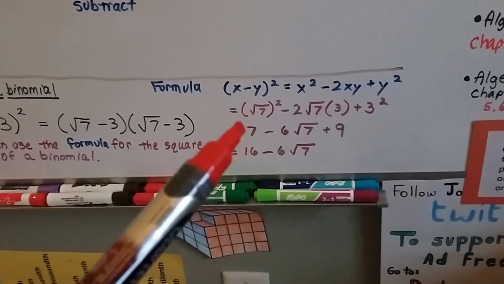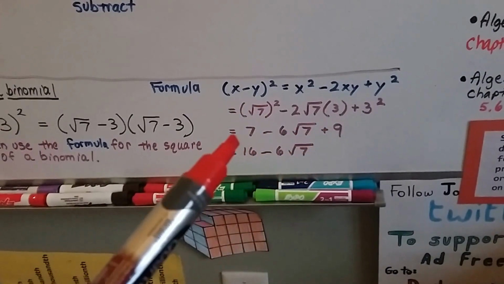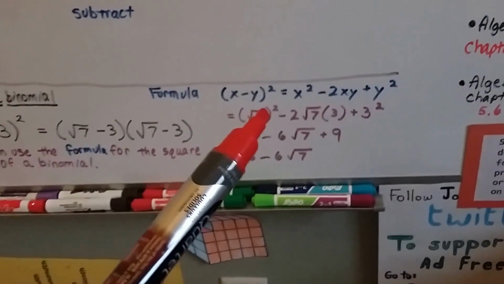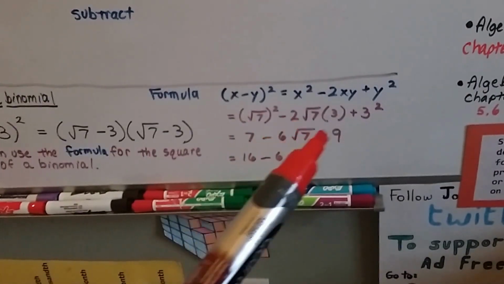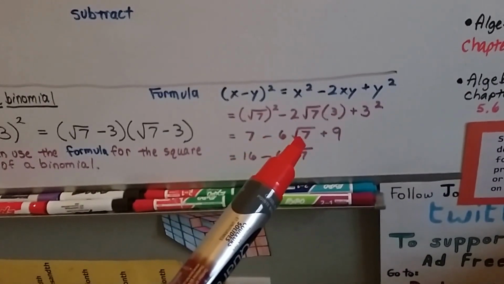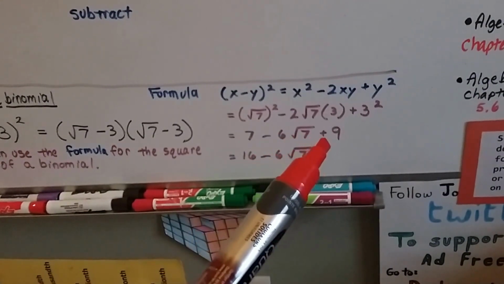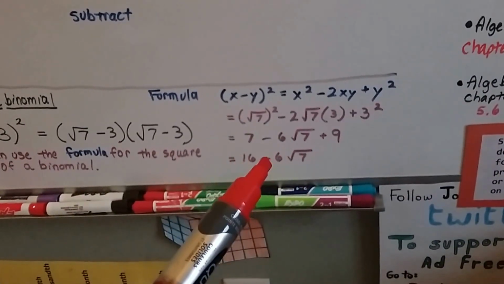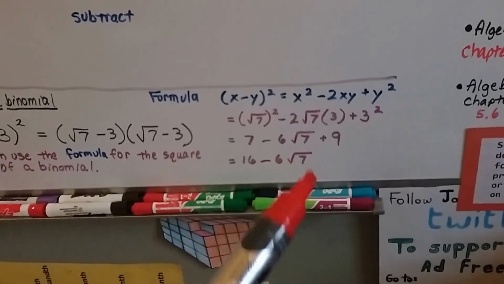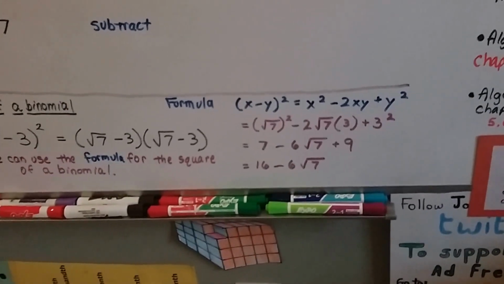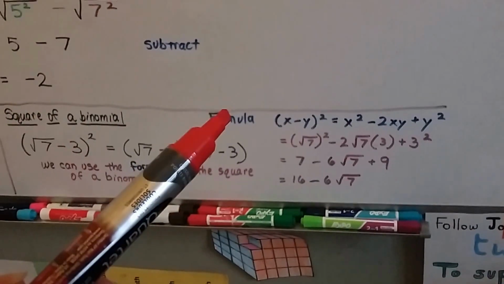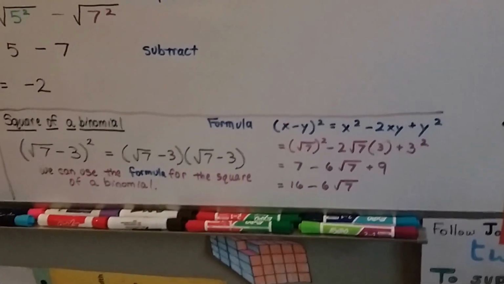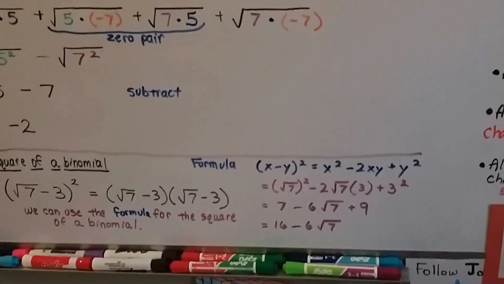When we combine all this and remove our radical sign, we get a 7, because that's a perfect square. This negative 2 and that 3 makes a negative 6 times the square root of 7, plus the 9. We combine the 7 and the 9 to get a 16 minus 6 times the square root of 7. See? So we just used the formula for the square of a binomial to solve this one. See? Just substitute the values in.